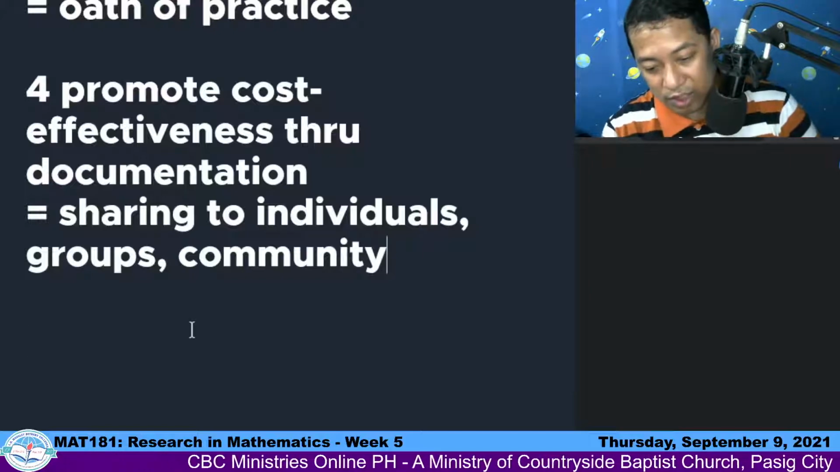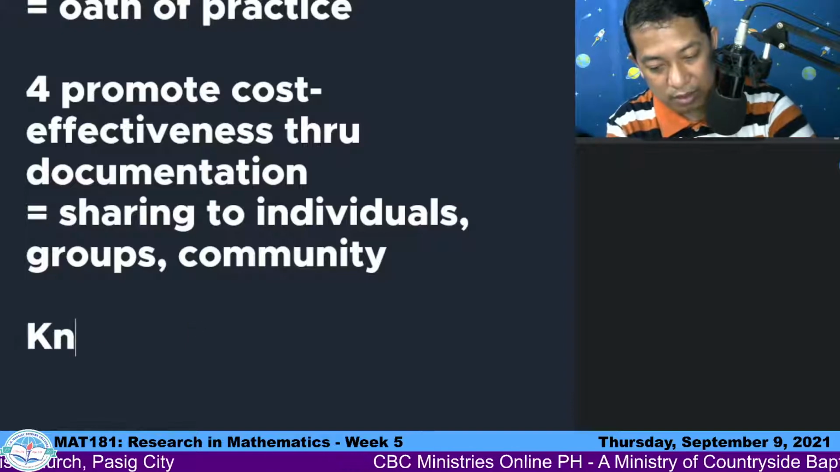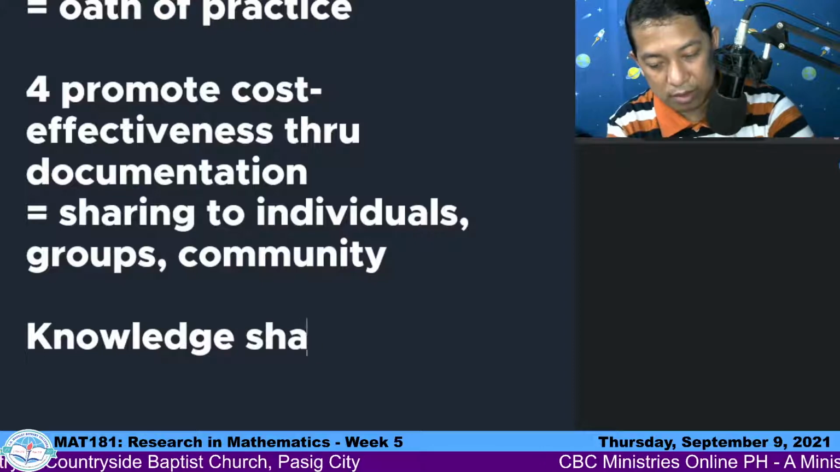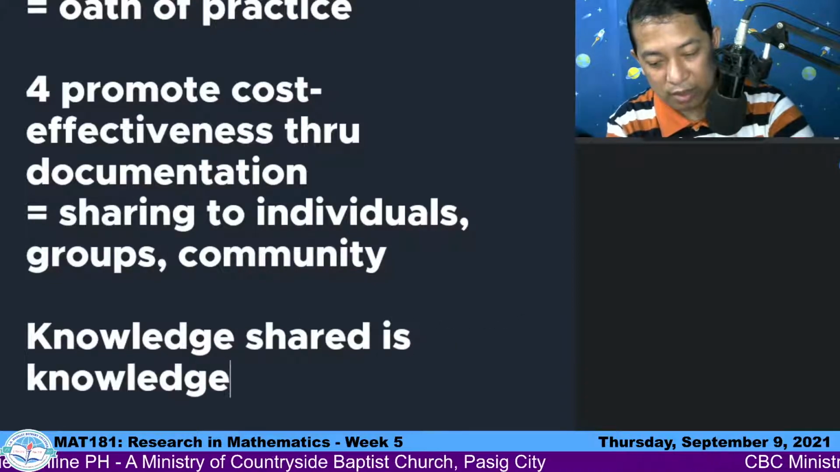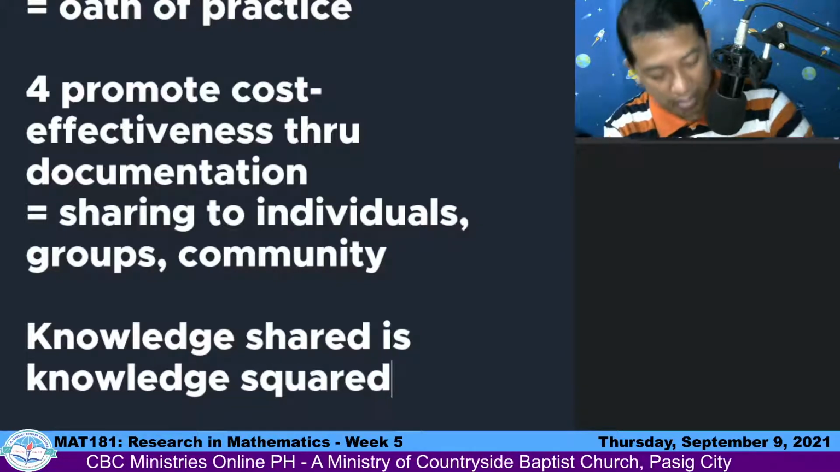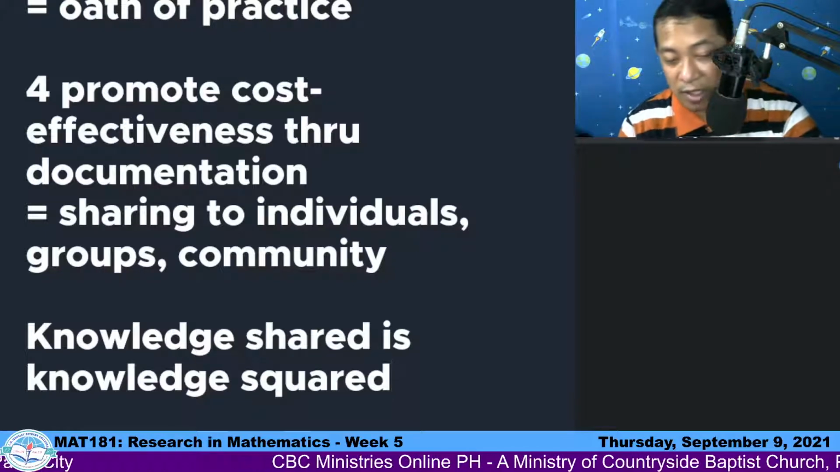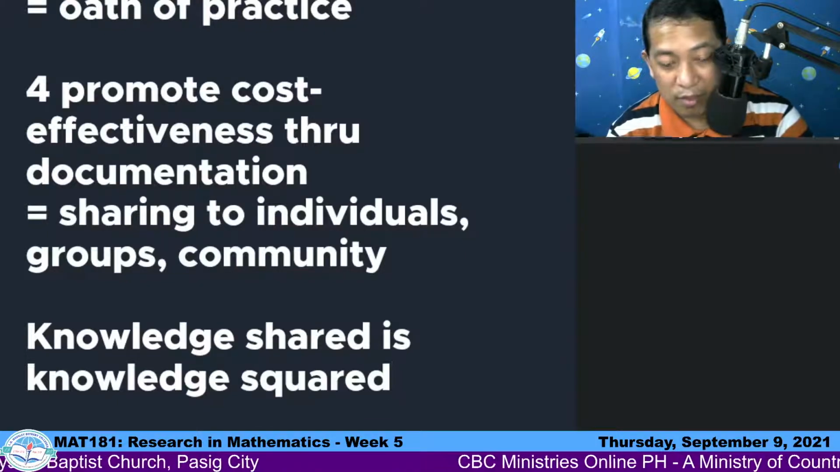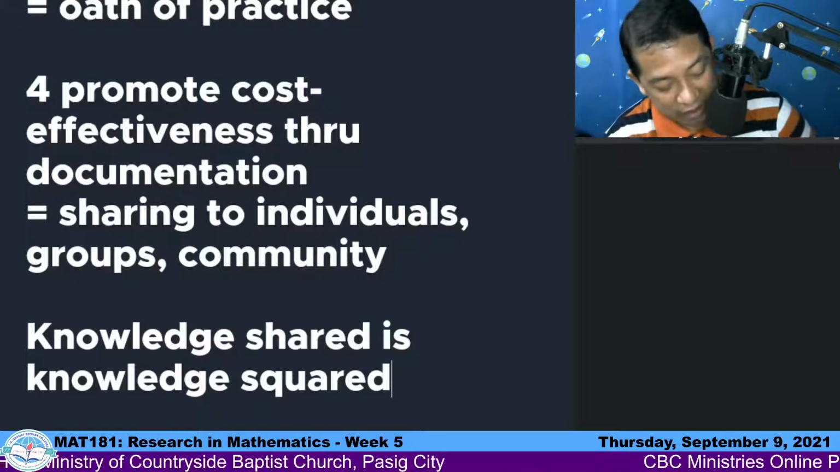And then there is a quotation here, if I may quote, that knowledge shared is, ito napakaganda nito, is knowledge squared. Whenever you share knowledge, it has its multiplying effect. It could be exponentiated, or it could be squared. No? So, parang rename lang siya.